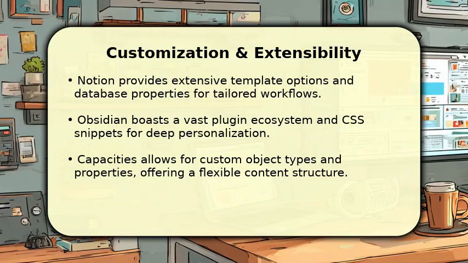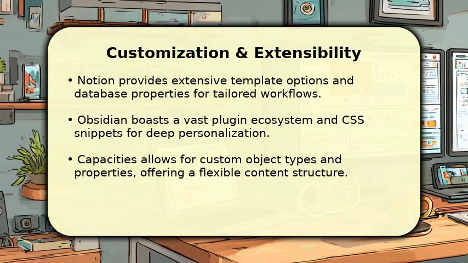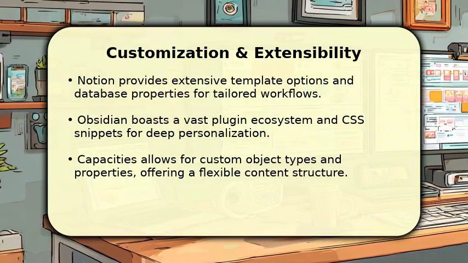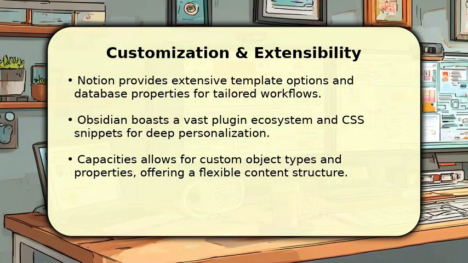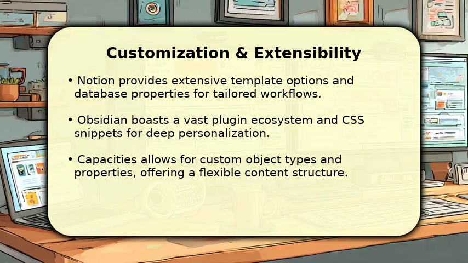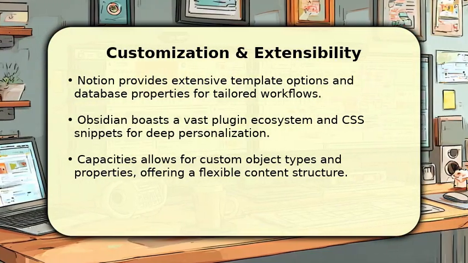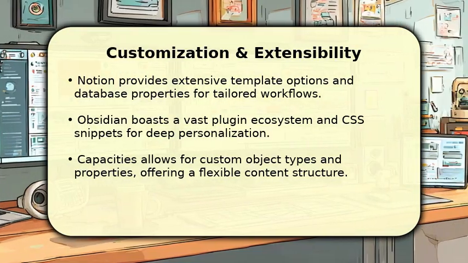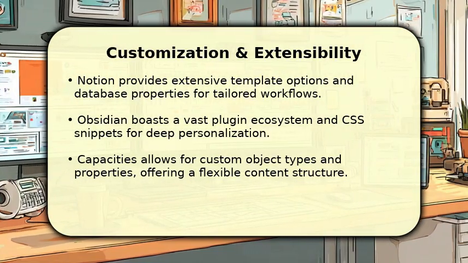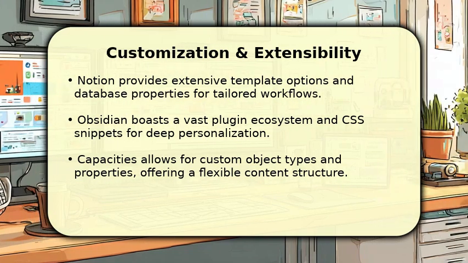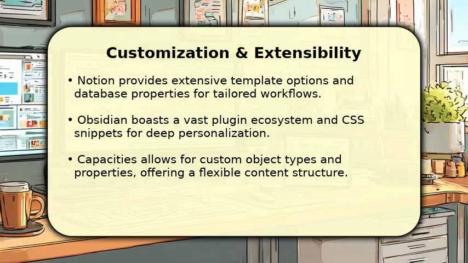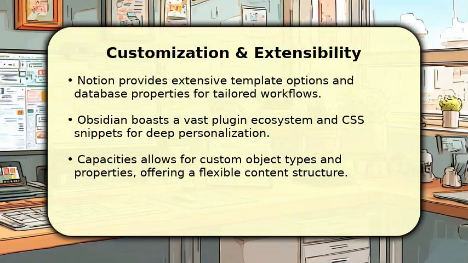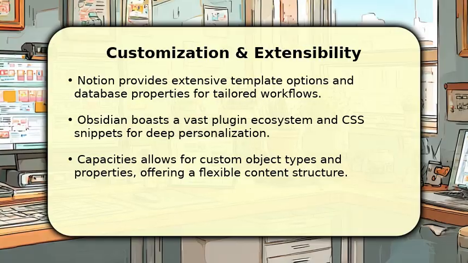Regarding customization, Notion provides extensive template galleries and database properties, letting you tailor workflows precisely. Obsidian offers unparalleled extensibility through its thousands of community plugins and CSS snippets, allowing for deep personalization of your knowledge base. Capacities allows you to define custom object types and properties, giving you the flexibility to structure your content exactly as you envision, making it highly adaptable to diverse needs.